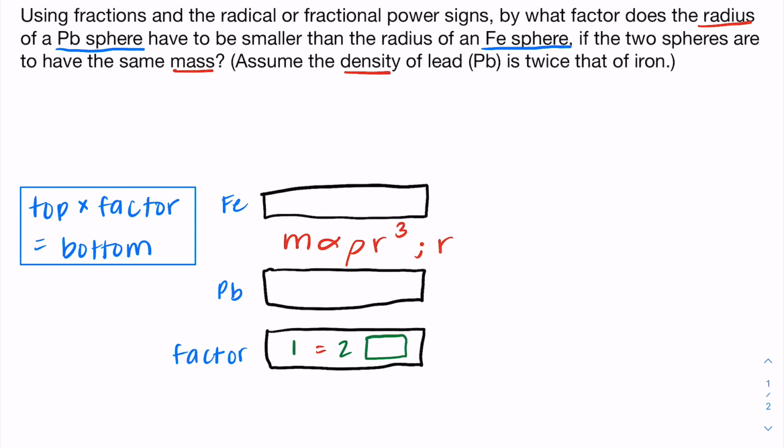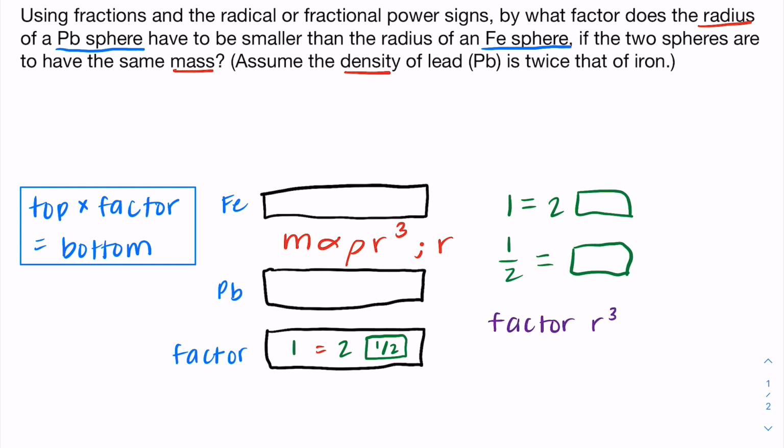So writing that out on the side, we have 1 is equal to 2 times something. So solving for that something, we get that the something is equal to 1/2. So you can go ahead and put that into the factor line. But if you look at the question again, you'll see that it's asking about the factor of the radius, not the factor of the radius cubed. So on the side, we'll write the factor of the radius cubed is 1/2.